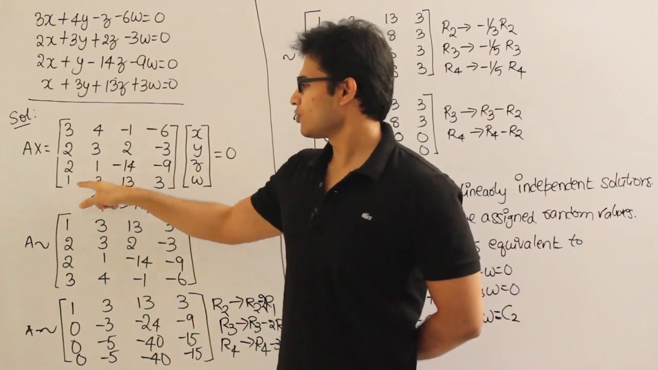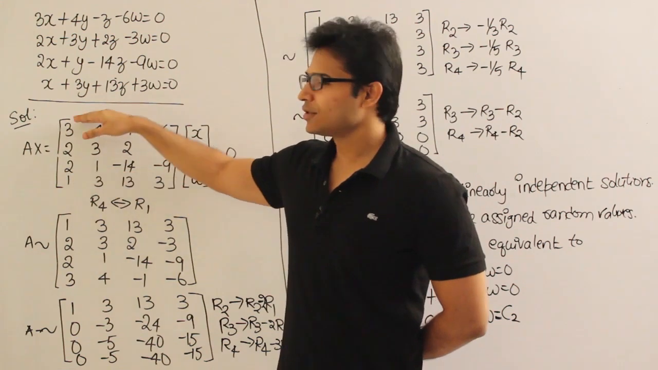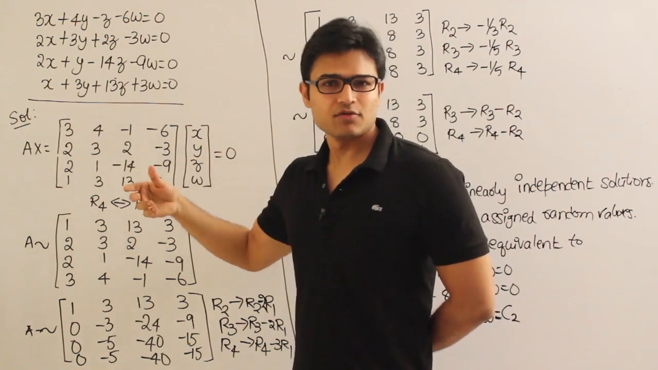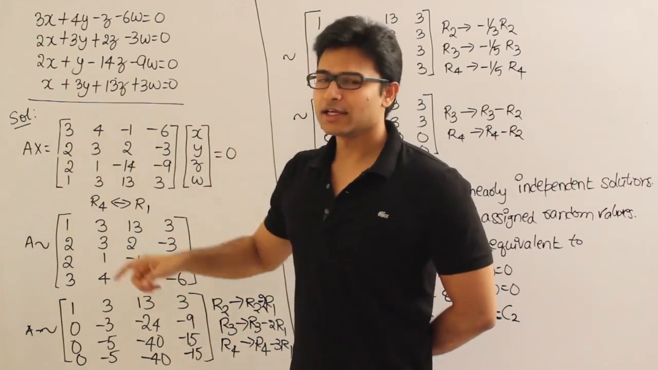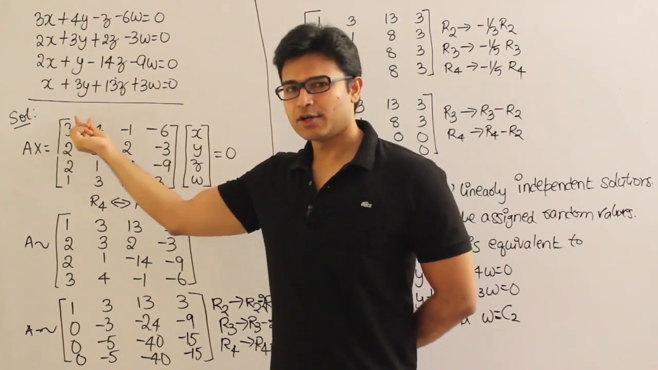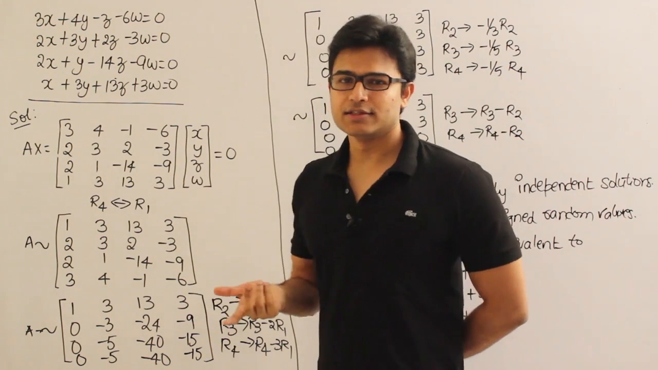But if you observe row 4, it already has 1 here. So if I could take it to the place of the first row, if I can exchange these two, then it will be easier for me to make all the remaining elements 0 directly. You need not do that. You could even use this 3 and make all of them zeros. It is up to you. I feel this one is the easy method.